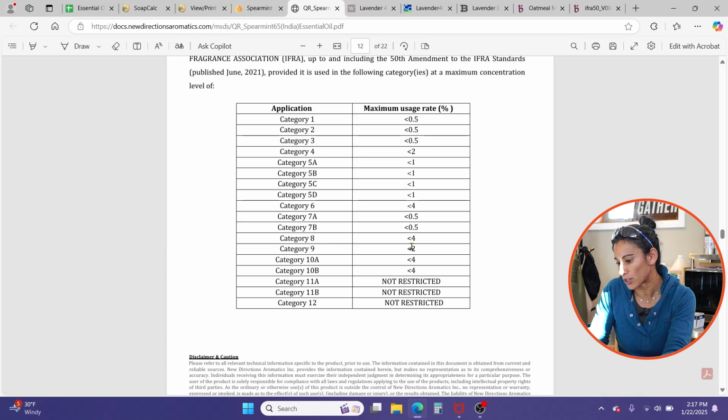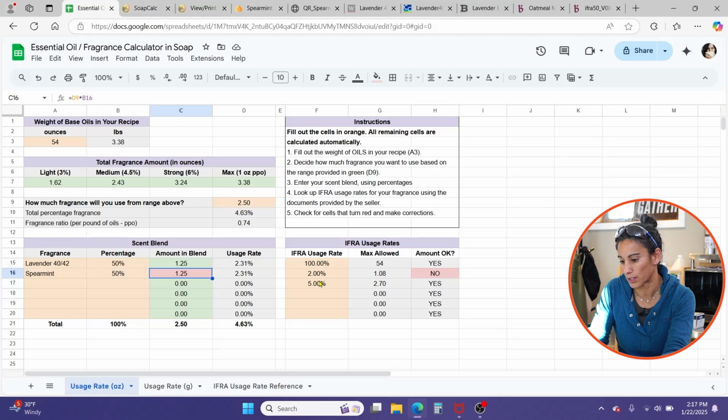So here it says 2% or less. So that's the amount for spearmint. I'm going to put that. That's why I put 2% here, but it's actually less than 2%. So you want to make sure that your number that is here, 1.08. So I would use 1 ounce probably in this blend if I wanted to use the max amount.